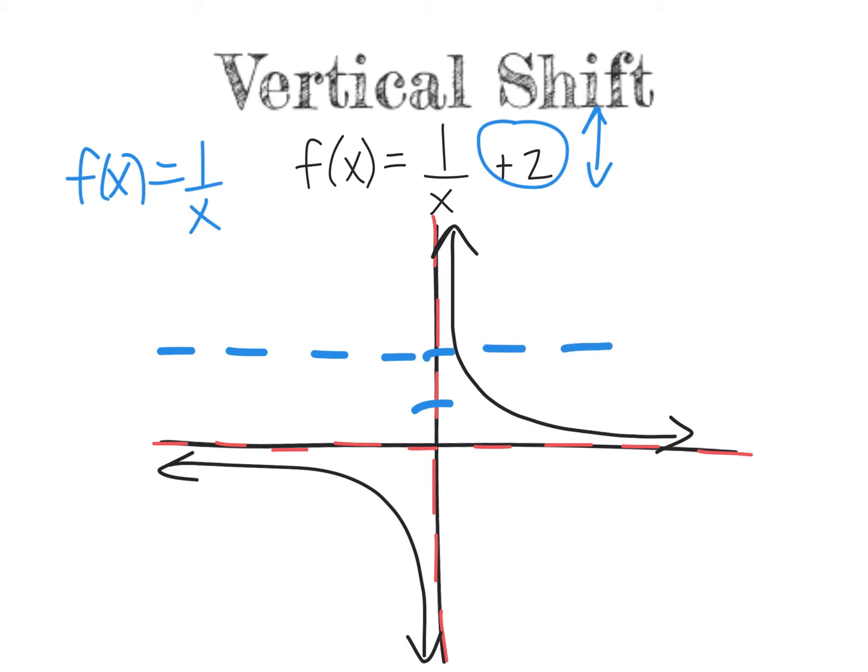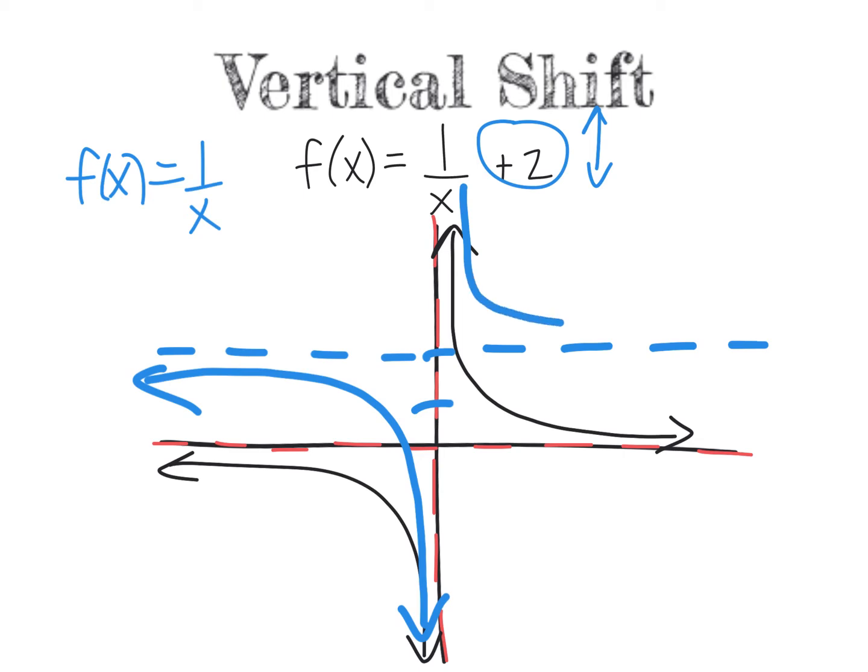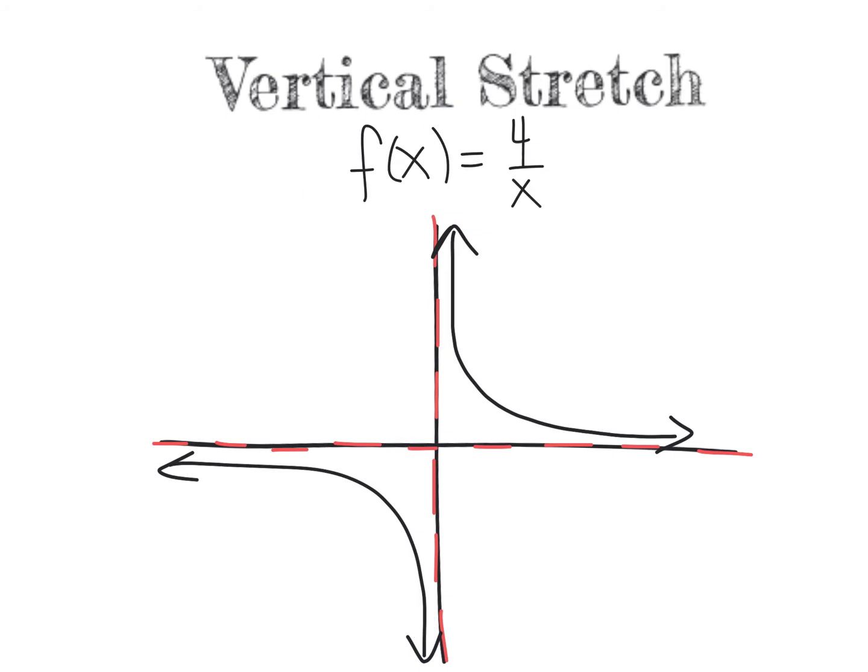So this red dotted line that's on the x-axis is now moving up. So this graph right here is going to move up 2 units. Just like that. Now, obviously, if I could make this longer, I would. But hopefully you get the picture that this is moving up 2 units. Here we're going to talk about the vertical stretch, and then next we'll talk about a vertical compression.